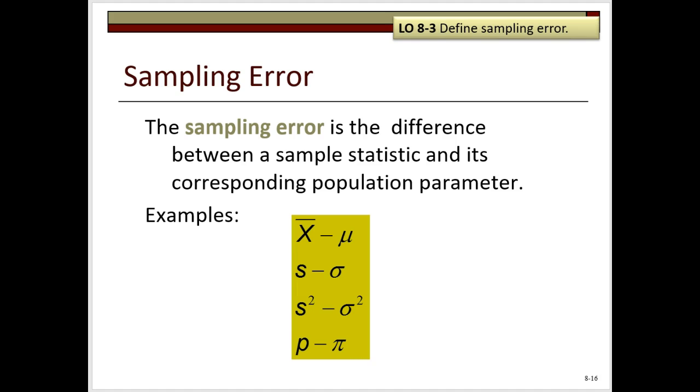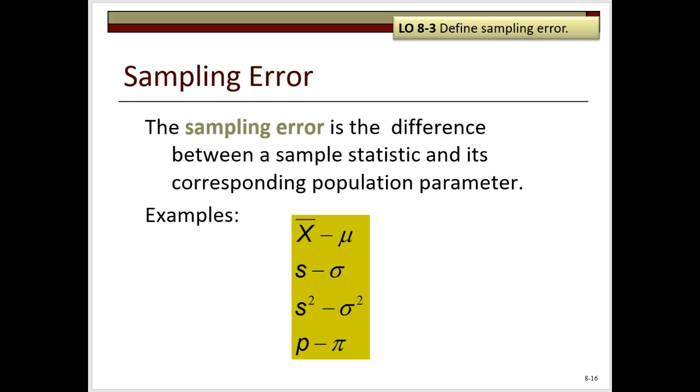When using a random sample and studying a population of interest, we deal with sampling errors. So what is a sampling error? We define the sampling error simply as the difference between a sample statistic and its corresponding population parameter.